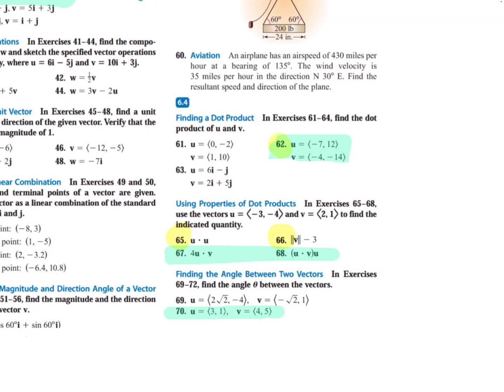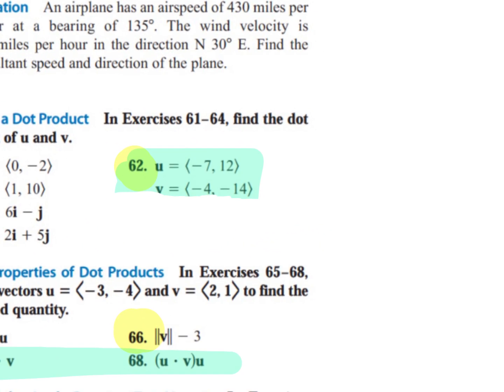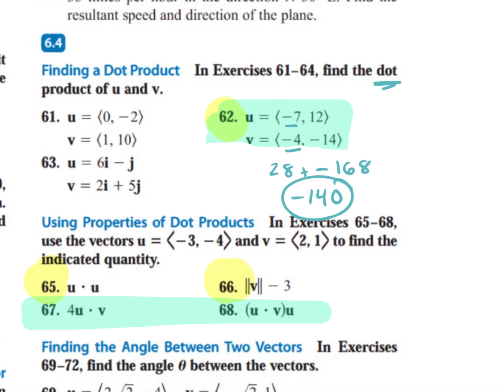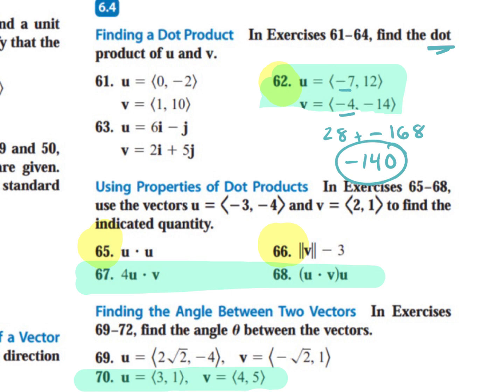All right, let's look at 62. We want to find the dot product. So the dot product is the first times the first plus the second times the second. So -7 times -4 would be 28, plus the second times the second, 12 times -14 would be -168. So 28 minus 168 would be -140. So this would be our dot product. Dot product is first times the first plus the second times the second. Perfect.